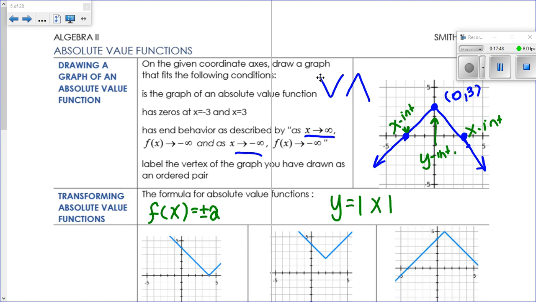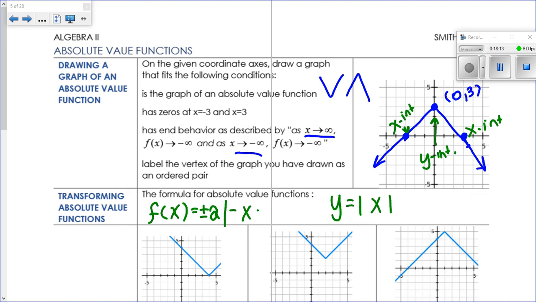If it's smaller than 1, it's going to vertically shrink and get closer to the x-axis, it opens up a little bit. Now, let's get down to business here. If it's negative, it flips over the x-axis. If it's negative inside, it flips over the y-axis.